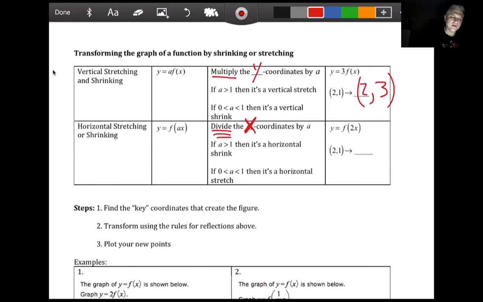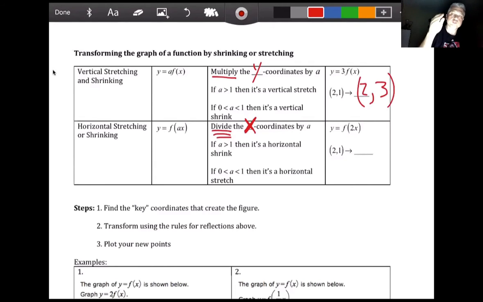And if you're thinking, well, what if a is less than 0? When it says a is greater than 0, less than 1. If a is less than 0, then there's a negative, and the negative is the reflecting that we already talked about. You don't have to worry about the negative. If a is less than 1, it's going to be a vertical shrink. If it's greater than 1, in this particular one here, you get a horizontal shrink.